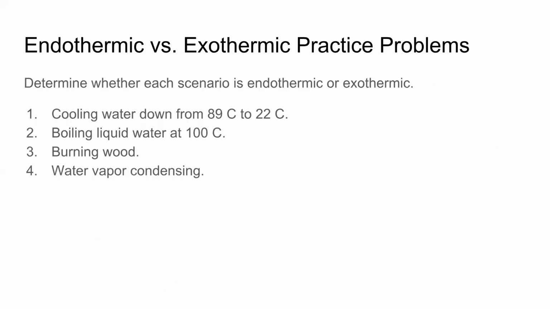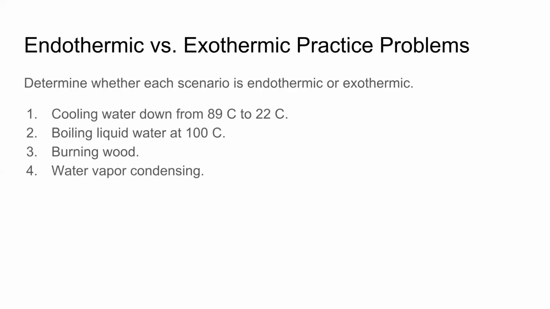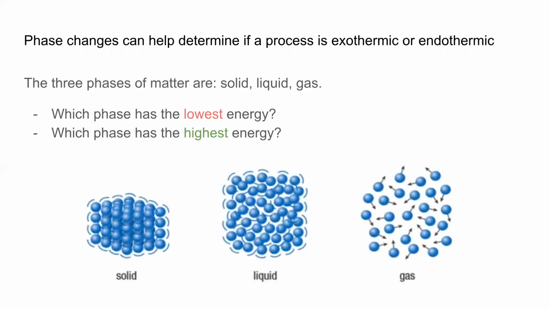So let's try some practice problems. Determine whether each scenario is endothermic or exothermic. The first one is cooling water down from 89 degrees Celsius to 22 degrees Celsius. We can use phase changes and temperature changes to help determine if a process is exothermic or endothermic. The three phases of matter are solid, liquid, and gas. To help us determine this, we need to ask ourselves which phase has the lowest energy.